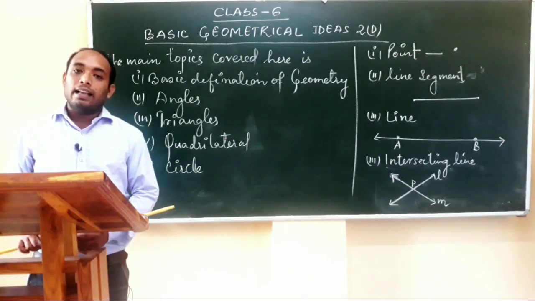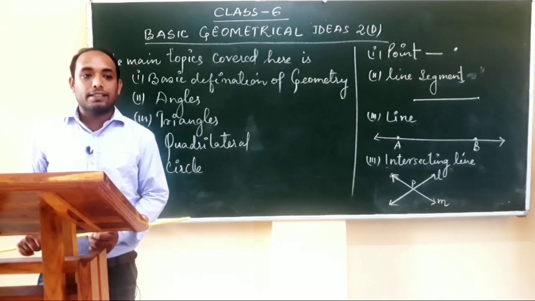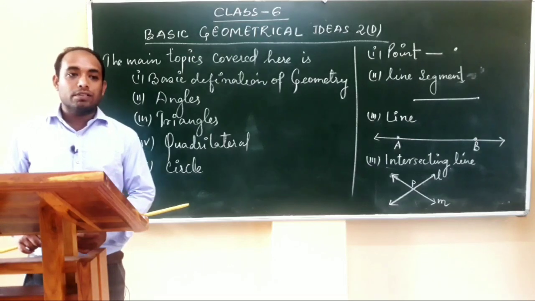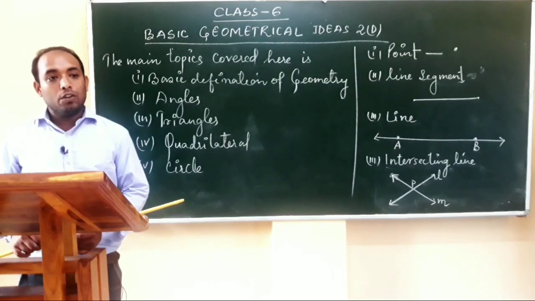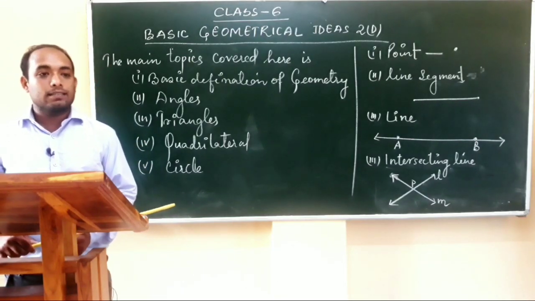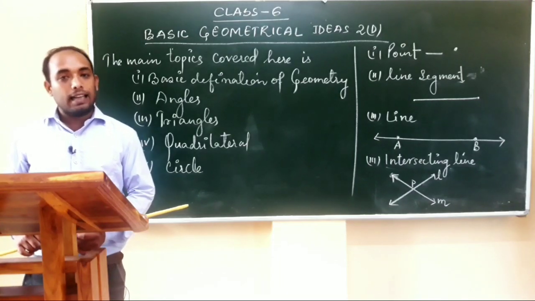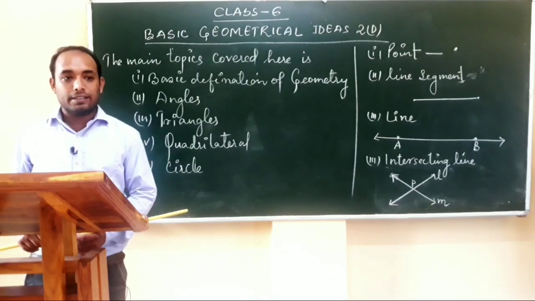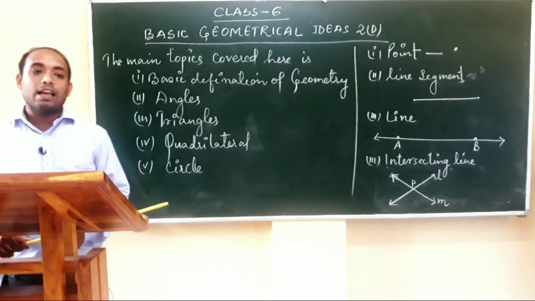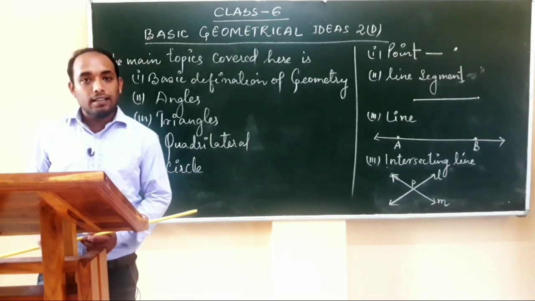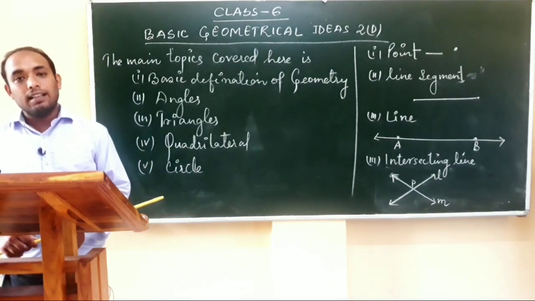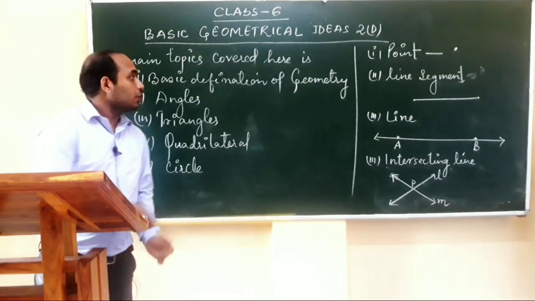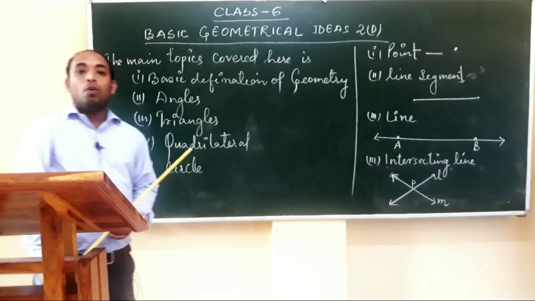Let's see about definitions of geometry. What is geometry? The part of mathematics that deals with such objects as point, line, plane, and space is called geometry. Some of the geometrical objects are triangle, right triangle, circle, etc. Now, let's learn about point. What is point?